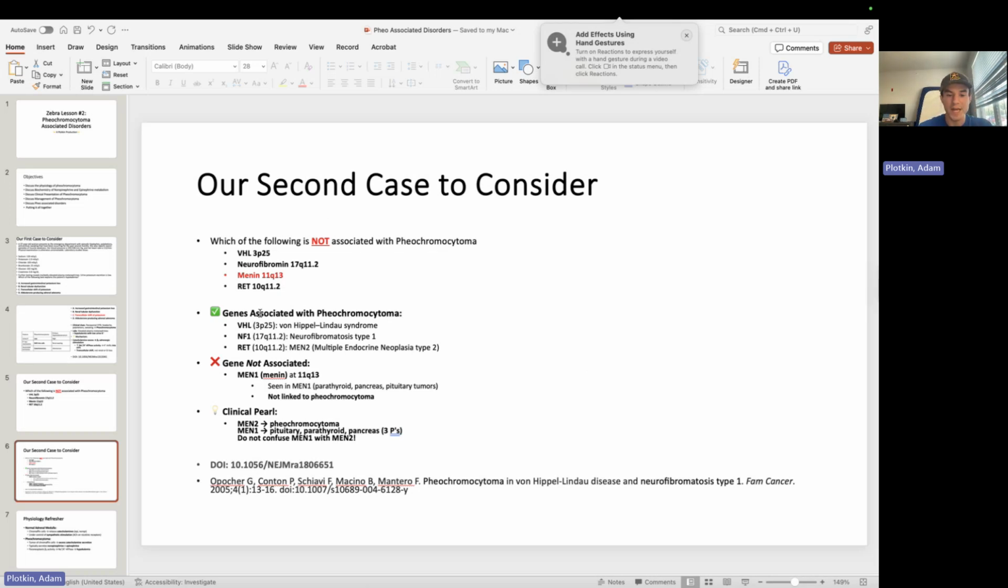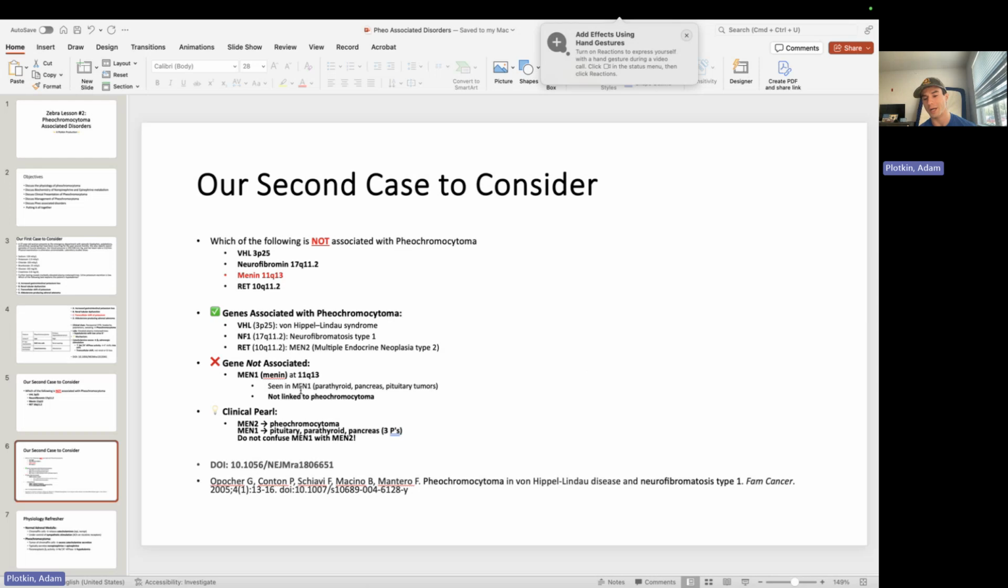So really, the VHL is von Hippel-Lindau syndrome, which we're going to talk about. It is associated with pheochromocytoma. The neurofibromin is NF1, right? That's neurofibromatosis type 1, which is associated with pheochromocytoma. And then this RET is the multiple endocrine neoplasia syndrome type 2, which is also associated with pheochromocytoma. The MEN1, this menin 11q13, is seen in multiple endocrine neoplasia syndrome type 1, which is not associated with pheochromocytoma.